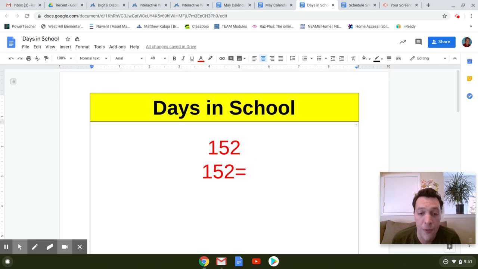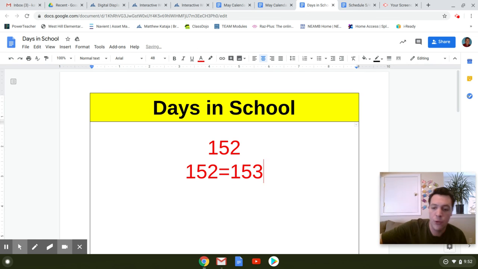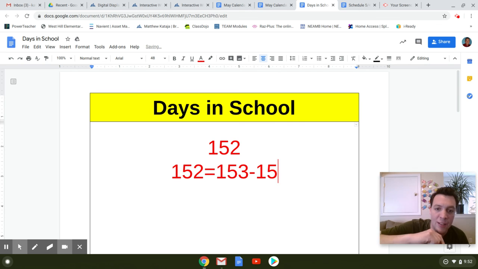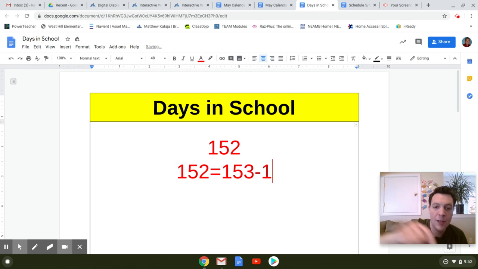So 152 equals, and let's make it easy. What is 152's neighbors? 153 and 151. So you should always know the number that comes right after a number and the number that comes right before the number, because you will be tested on things like that. So 153, take away 1, gives me my answer, and I already put it in the beginning. Is that correct? Do you agree? I do. So that is that.